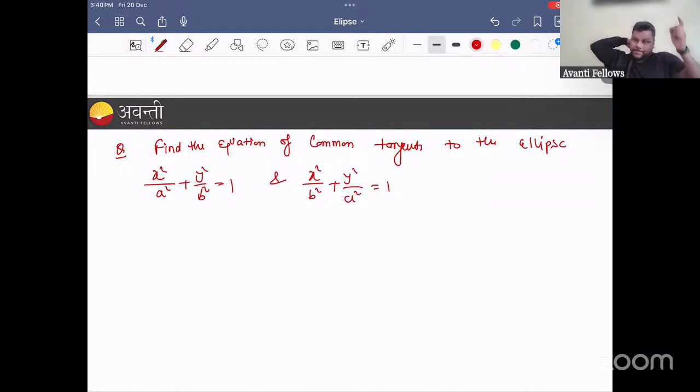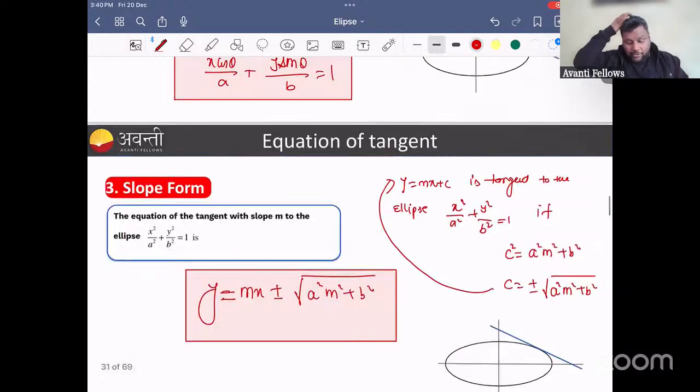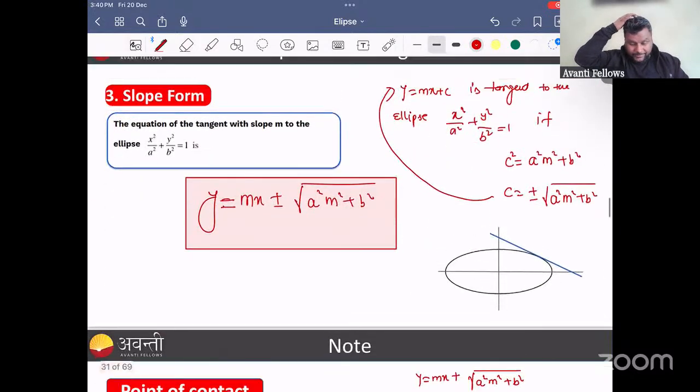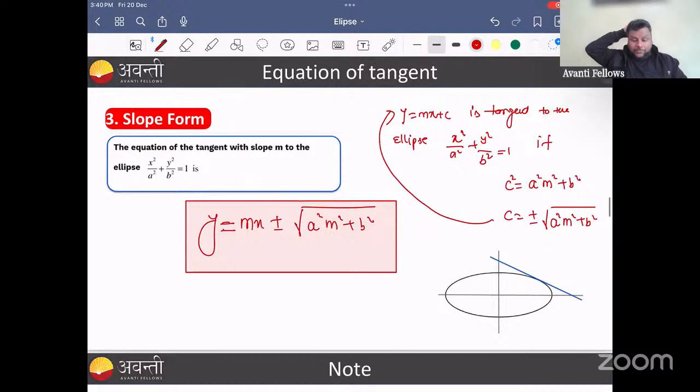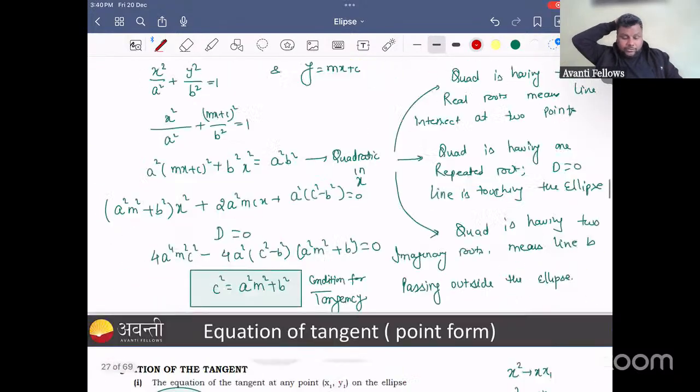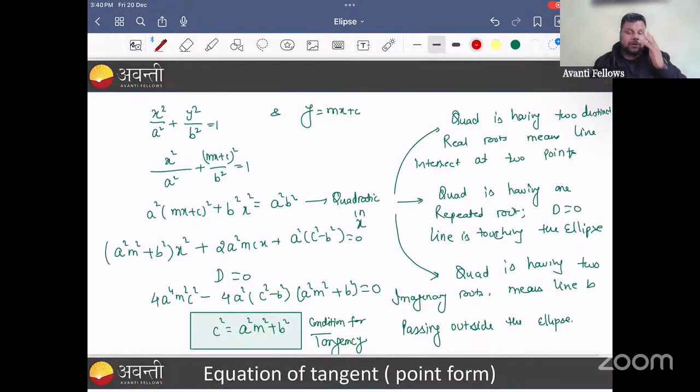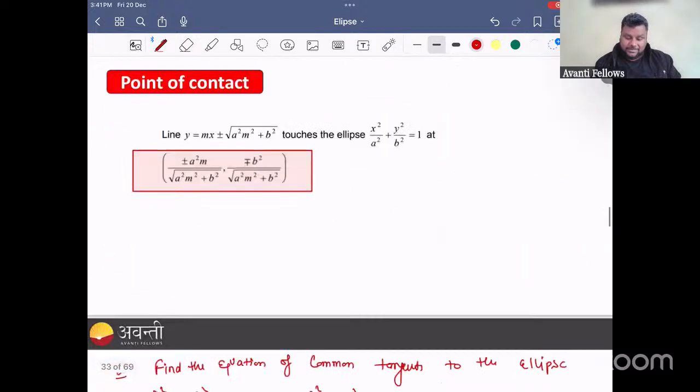If you remember, tangent in the slope form has nothing to do with which is the major axis, which is the minor axis, which is greater, which is lesser. It is simply using a or b the way they are. See, I have done the entire proof of the condition of tangency. Nowhere are they using the major axis or minor axis. They are simply using c square is a square m square plus b square.